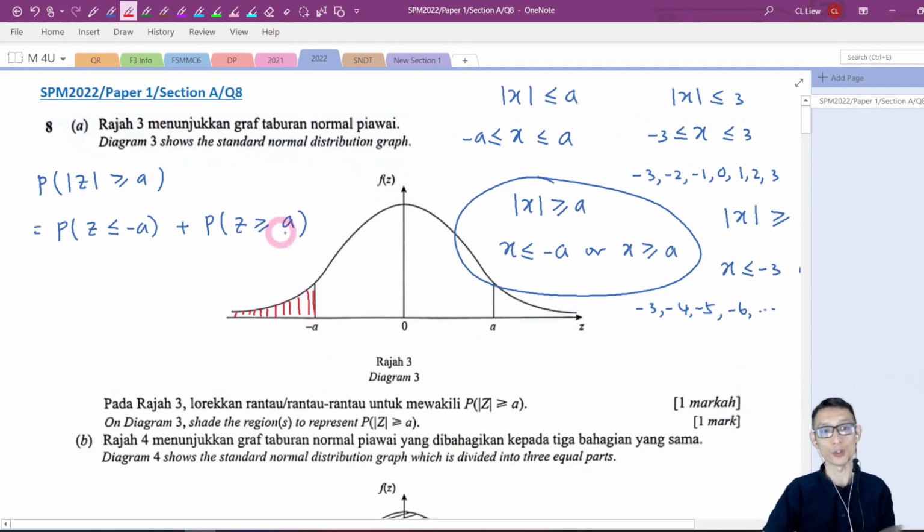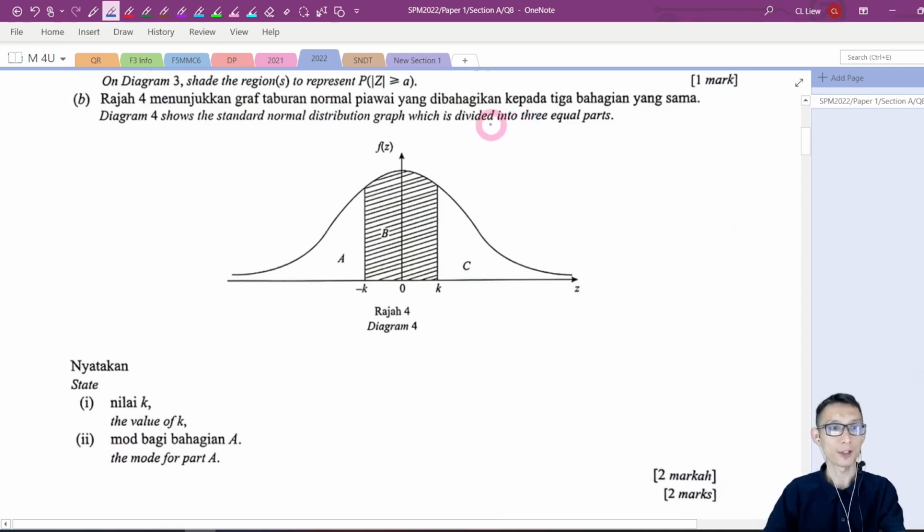and greater than or equal to a here. Okay, this is the answer for part A. Now let's look at part B. Diagram 4 shows the standard normal distribution graph, which is divided into three equal parts.